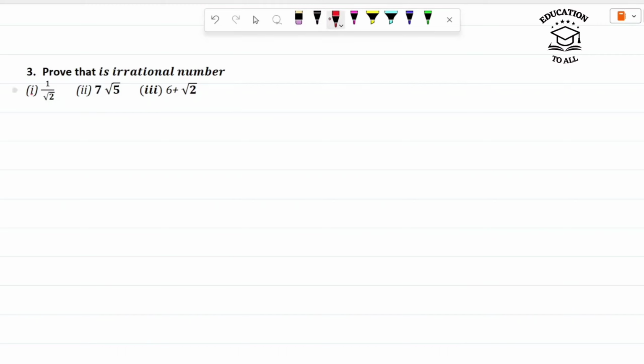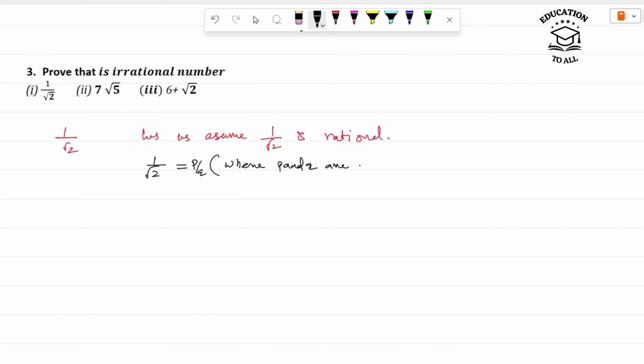Now question number 3, Roman number 1. 1 by root 2, we have to prove it as irrational. So what do we do? Let us assume 1 by root 2 is rational. If it is rational, we can conclude that it can be expressed as p by q. 1 by root 2 is equal to p by q. Always this statement should be right, where p and q are integers and co-primes.